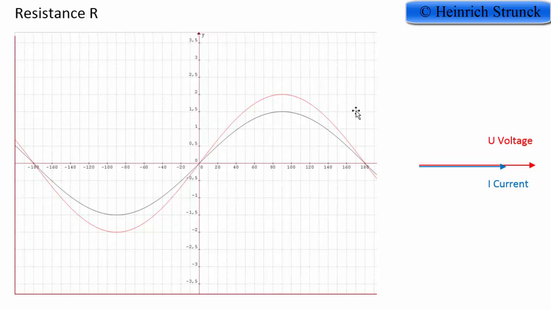So here we see when we use sine curves how to create a voltage current system, but we can also use vectors, where over here we got the red one, the voltage for the system, and the current through the resistor.